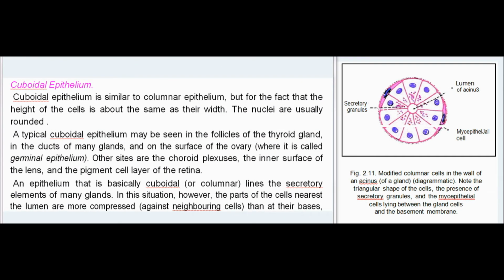Cuboidal epithelium. Cuboidal epithelium is similar to columnar epithelium, but for the fact that the height of the cells is about the same as their width. The nuclei are usually rounded.